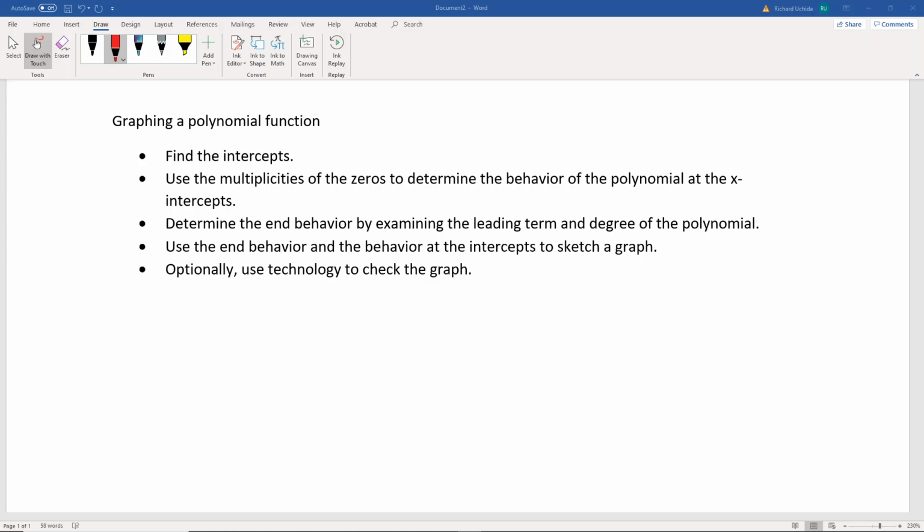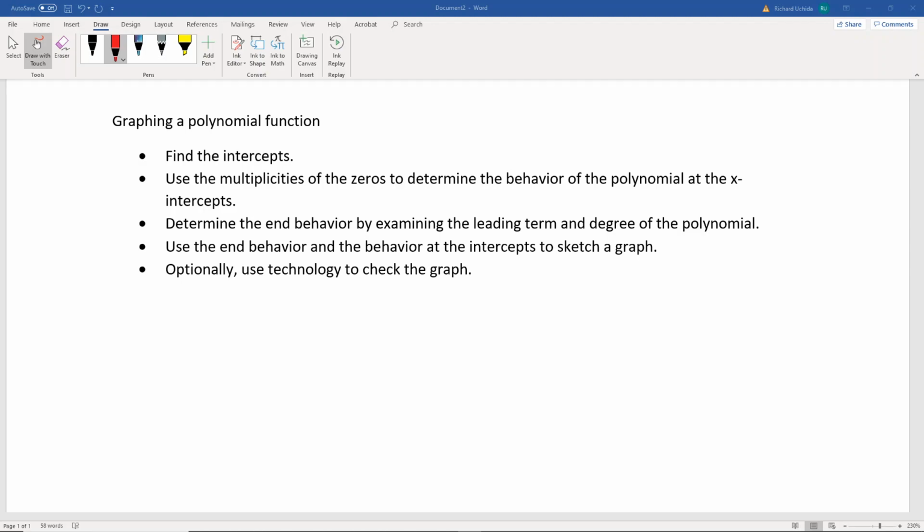In this video, we'll do a brief summary of some of the steps you do for graphing a polynomial function, plus a couple examples. Now first, when you're graphing a polynomial function, the first thing you want to do is find the intercepts, which if it's in factored form, makes it easier to do. If it's not in factored form, then you do have to factor the polynomial.